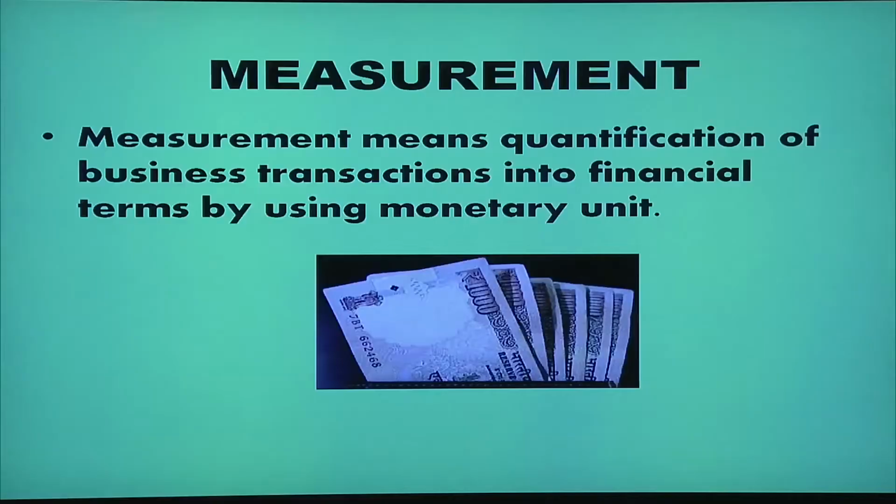Measurement. You have to consider measurement factor also in the process of accounting. Measurement means quantification of business transactions into financial terms by using monetary unit. If you have purchased certain raw materials, you have to measure how much amount you have purchased. For example, rupees 50,000. That is, for rupees 50,000 you have purchased. So, you have measured and quantified and you can express that in accounting.